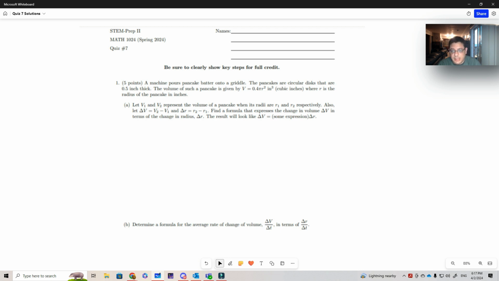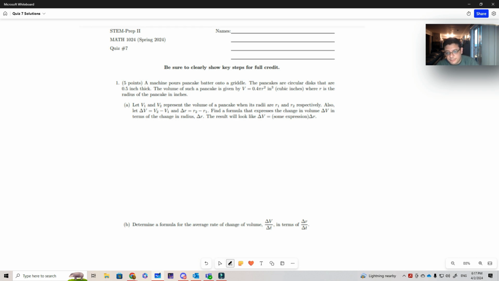So now if we let V1 and V2 represent the volume of a pancake when the radii are R1 and R2 respectively, and we have the differential of volume and the differential of radius, we want to find a formula that expresses the change in volume in terms of the change in radius. This is going to look like dV is equal to some expression times dR.